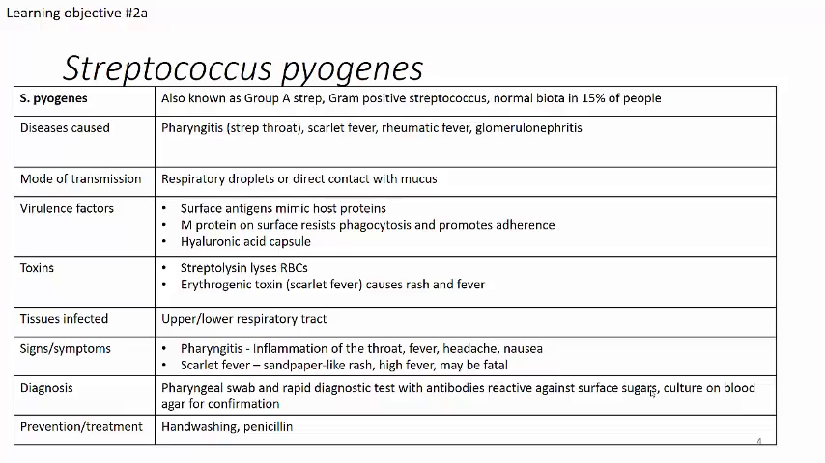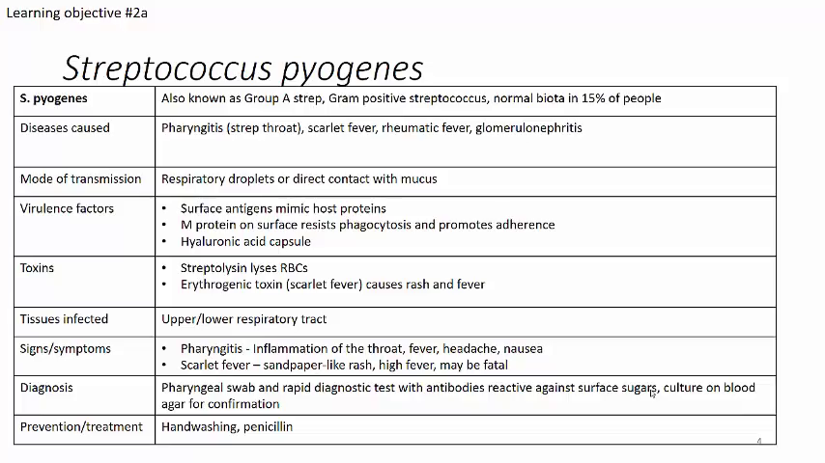So first, on its surface, it has antigens that mimic host proteins, which can allow it to hide from the immune system when it initially enters a host. It also has something on its surface called M protein, which helps the bacteria to resist phagocytosis, and it promotes adherence to host tissue, so it enables it to infect the host. And it is coated in a capsule, which would also help it to resist phagocytosis.